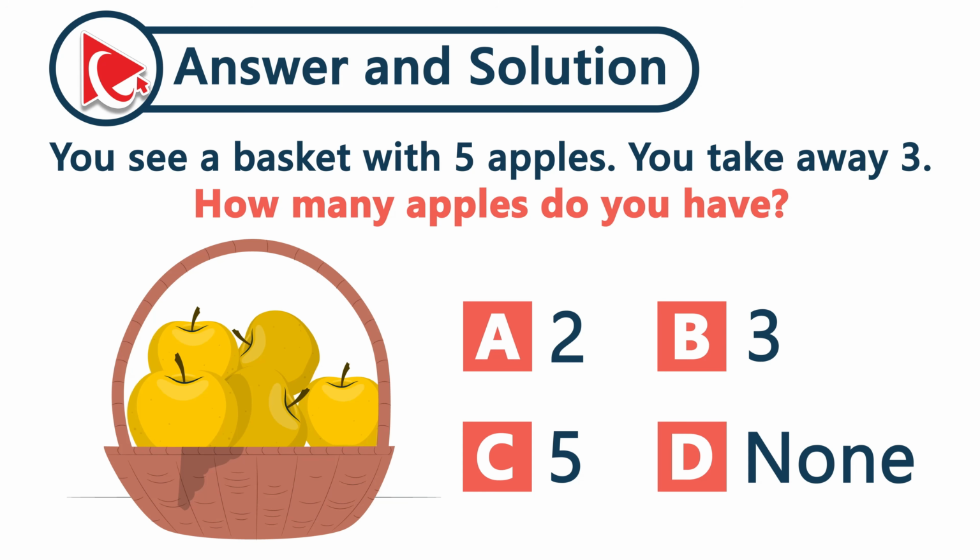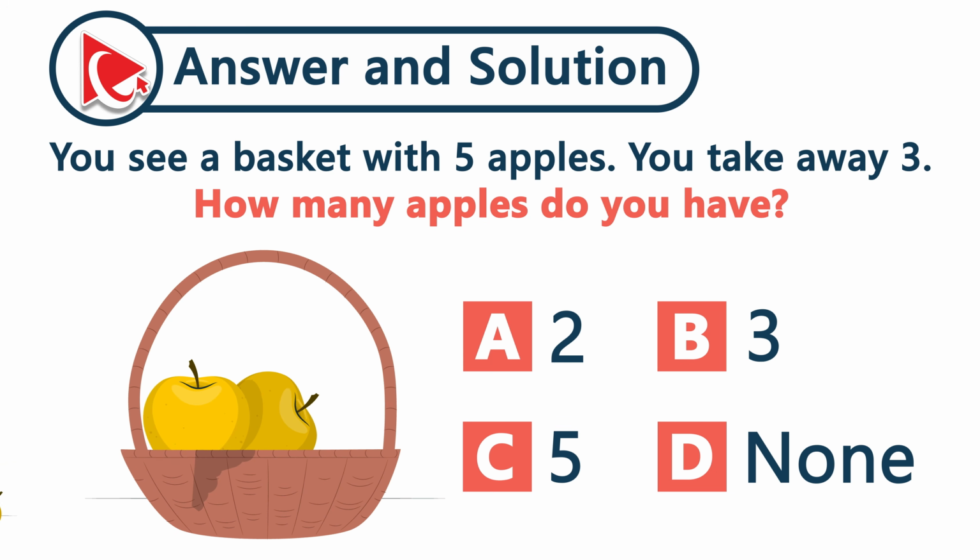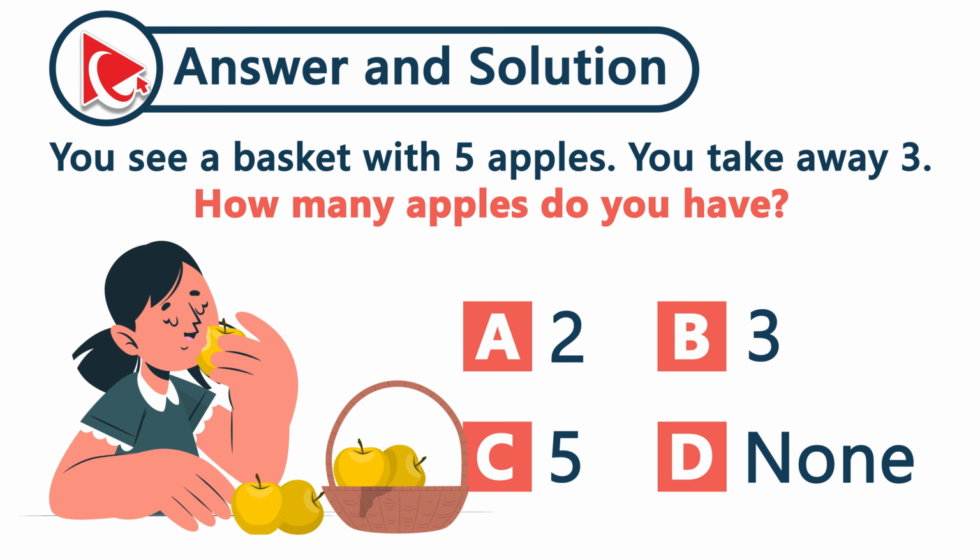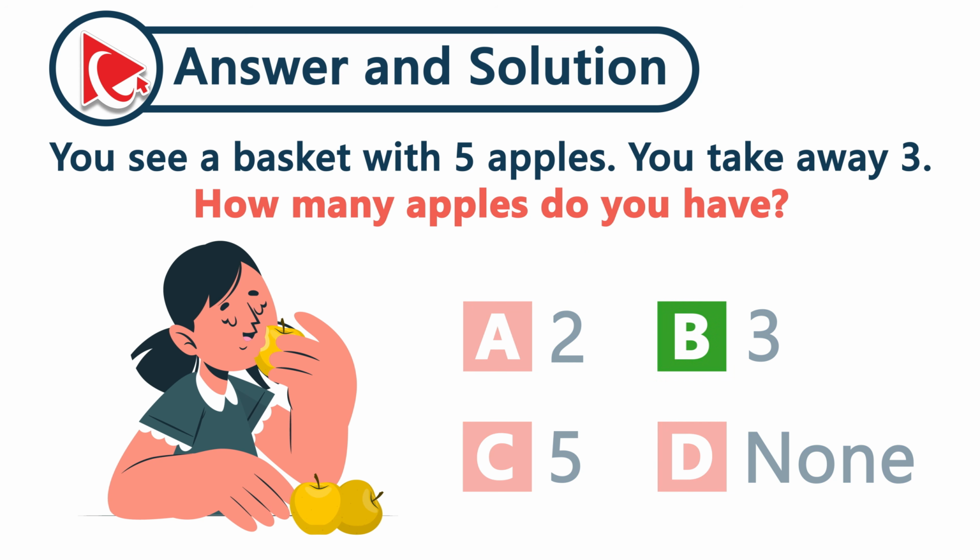Let's break it down. You see 5 apples, but that's just a setup. Then you take away 3. So which apples do you have? Think carefully. You now possess the 3 apples you took. Doesn't matter how many apples are left in the basket. The question asked, how many apples do you have? So the final answer here is choice B, 3.